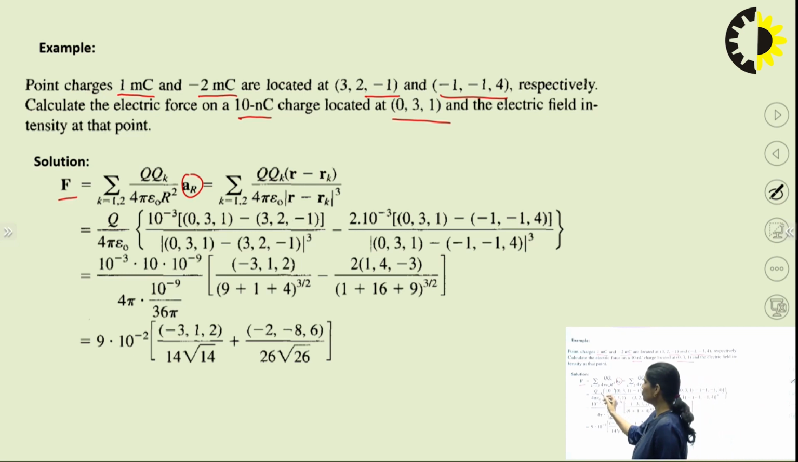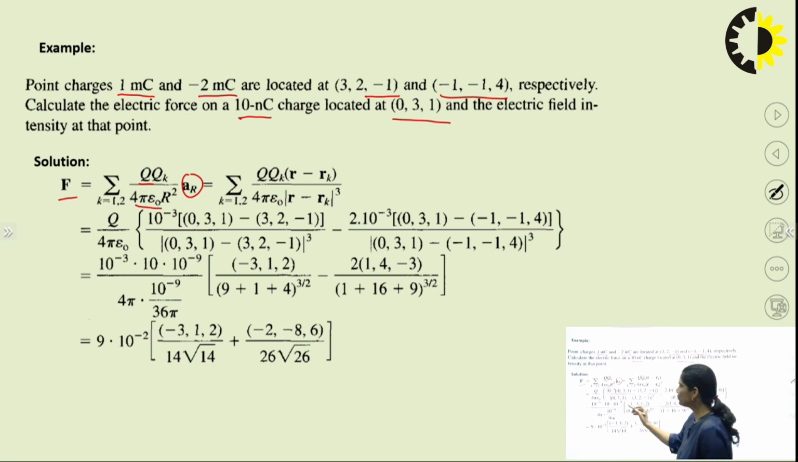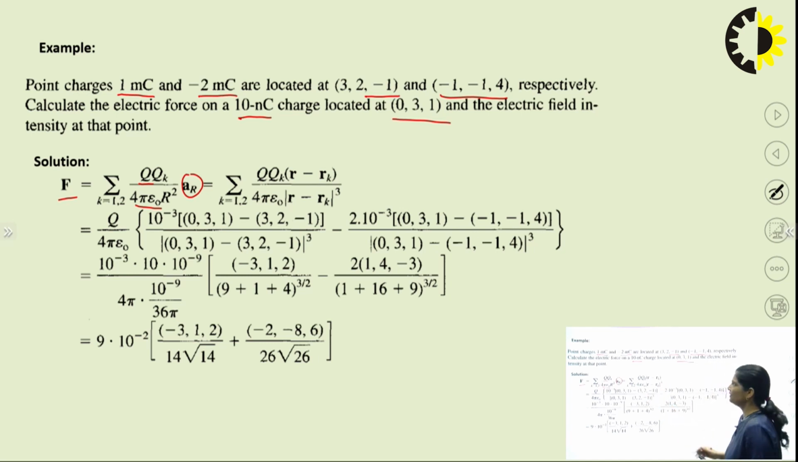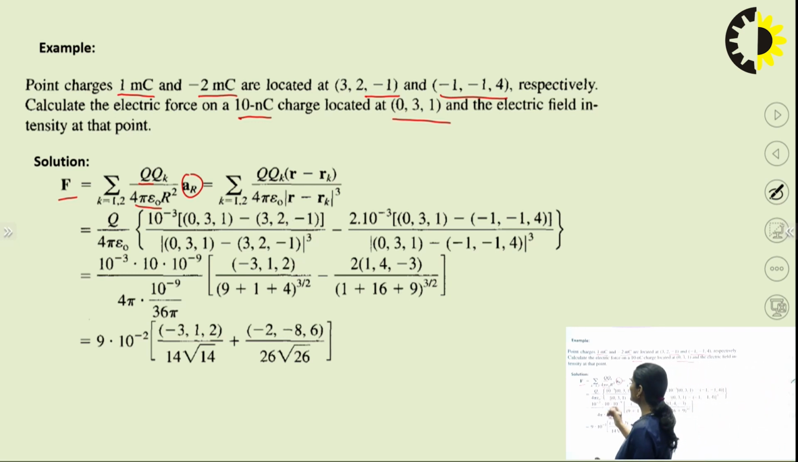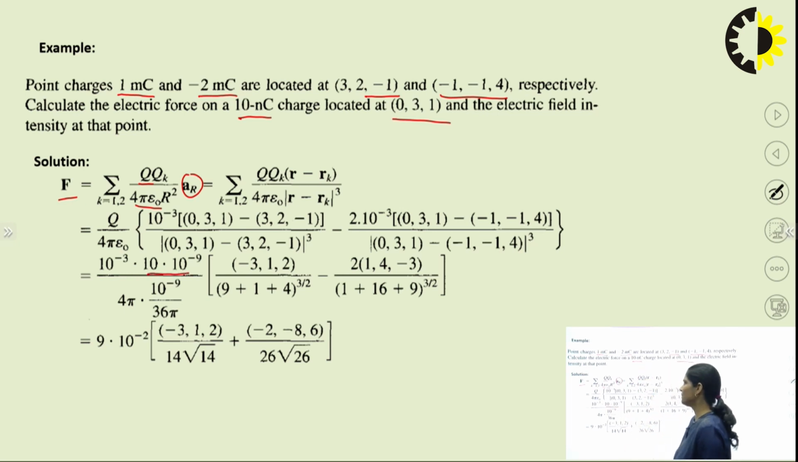Now here Q upon 4 pi epsilon naught. You can take Q over 4 pi epsilon naught common outside and put the value of QK here, and you have R minus RK. Here K means you have to put first 1 then 2, so write accordingly. You can find Q: 10 to the power minus 3 you can take common, and Q is equal to 10 into 10 to the power minus 9. So put here the value 10 into 10 to the power minus 9.